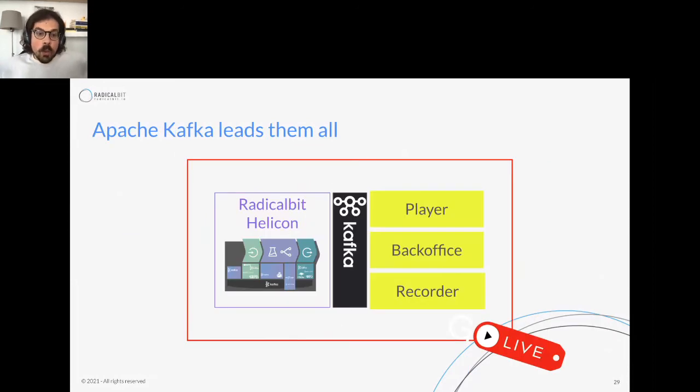So we are done with our Go Live intelligence system by leveraging Apache Kafka features and the Helicon real-time MLOps platform. And now in my second section, I would like to share how we use Kafka as well to build our Go Live distributed application.